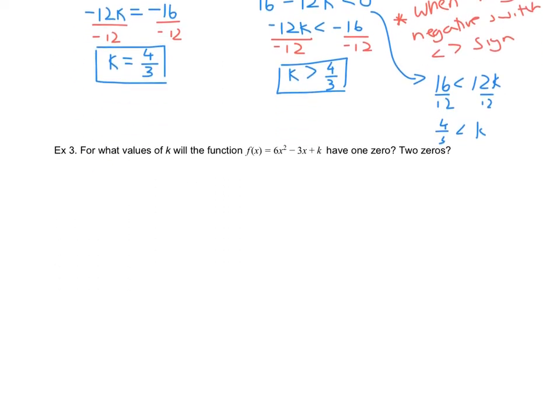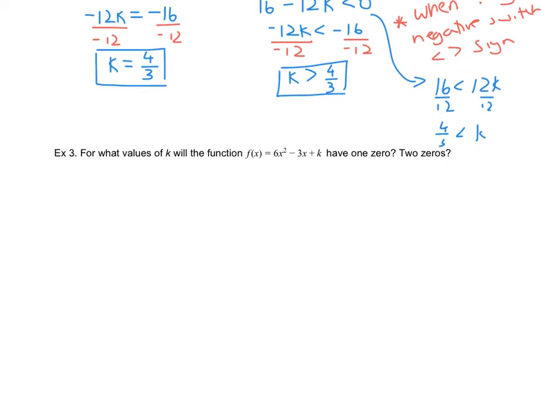For what values of k will the function f of x equals 6x squared minus 3x plus k have 1, 0, or 2 zeros? So once again, let's set up our discriminant. We know for 1 zero, the discriminant should be equal to 0. So why don't you go ahead and pause the video, set up your discriminant, set it equal to 0, and solve for k, and then come back to check your work.